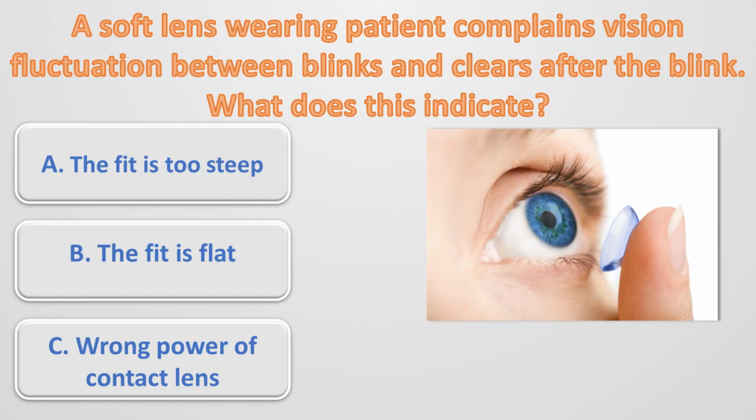We'll move on to next question on fitting of contact lenses. A soft lens wearing patient complains of vision fluctuation between blinks and vision clears after the blink. What does this indicate? Options are A. Fit is too steep, B. Fit is flat, C. Contact lens power is wrongly prescribed. If vision clears after blink, it indicates that fit is steep. If vision blurs with the blink, it indicates the fit is flat. Wrong prescription doesn't have visual changes with respect to blink.